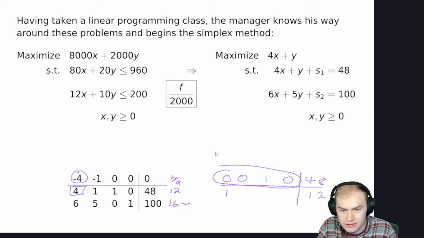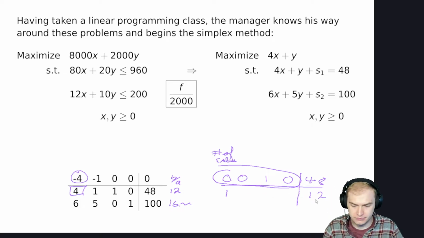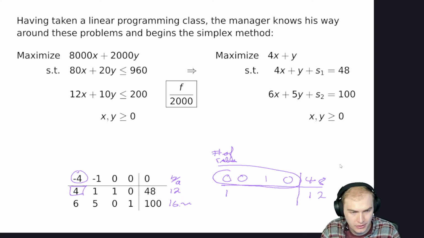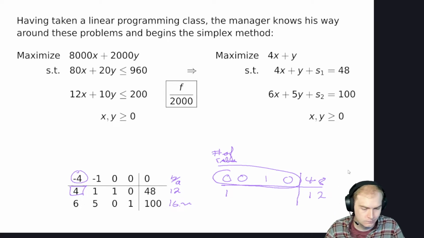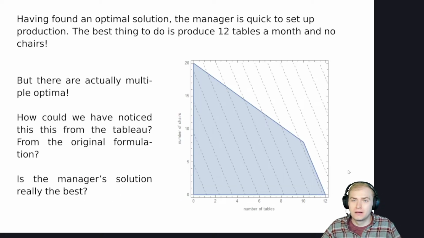So that solution is the number of tables is 12. He wants to produce 12 tables every month, and no chairs. That's optimal, right? He solved it. He did it mathematically. He used simplex. Proven optimum. So he found the optimal solution: 12 tables and 0 chairs.